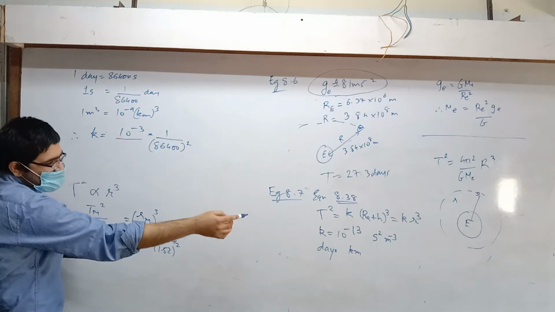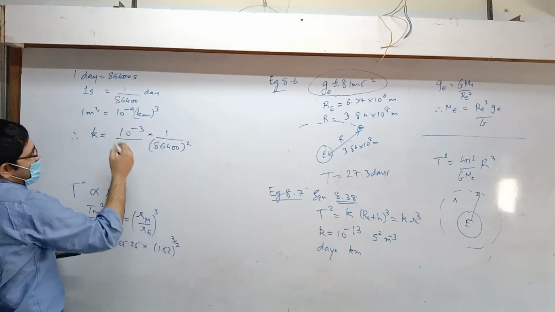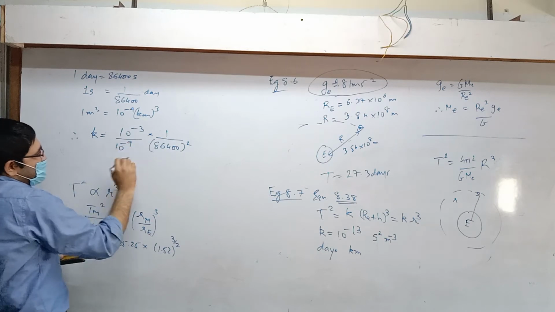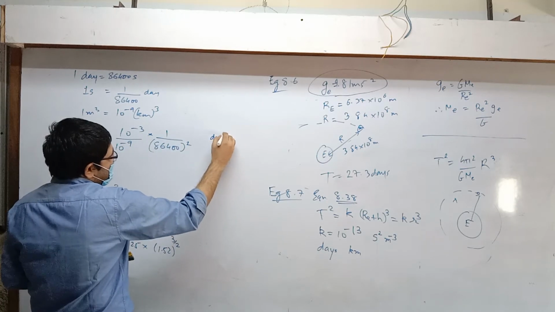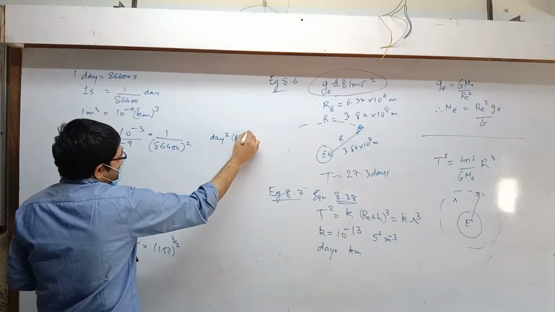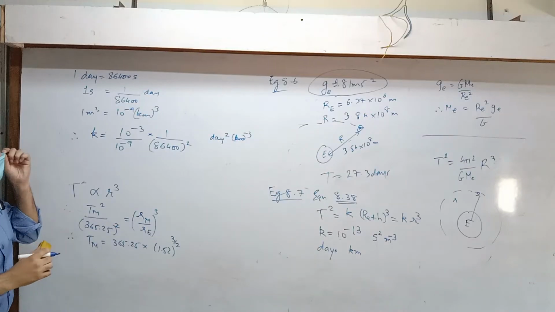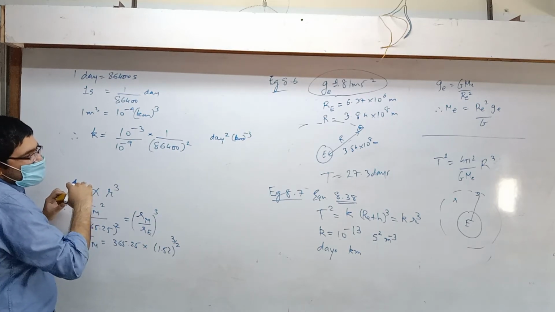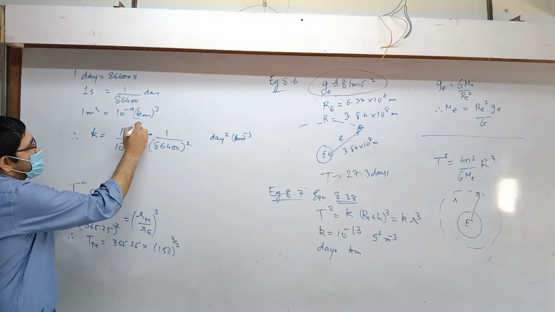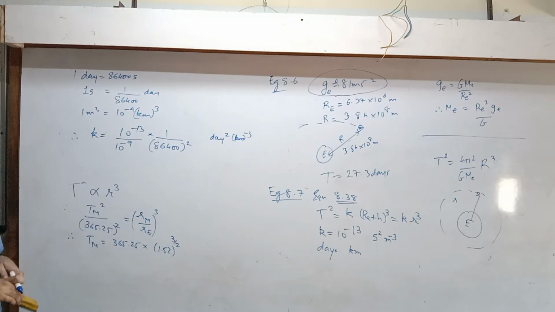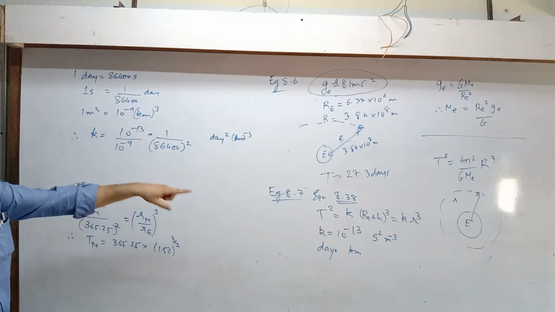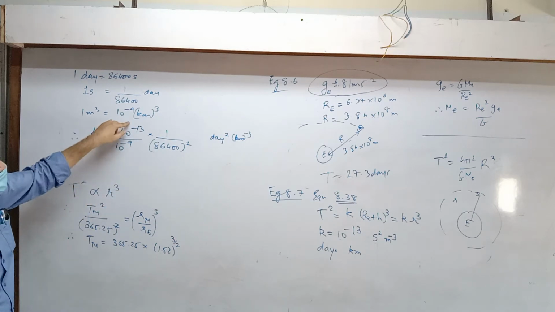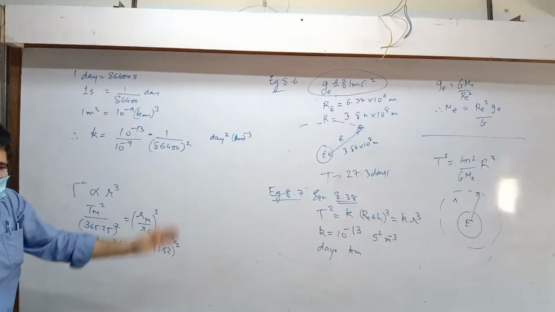Upon meter cube. So 1 meter cube is this, so upon 10 raised to minus 9. And now the unit is day square kilometer raised to minus 3. So 10 raised to minus 13, sorry, minus 3. Okay, so that is it. 10 raised to minus 13 from the value, 10 raised to minus 9 is the conversion.